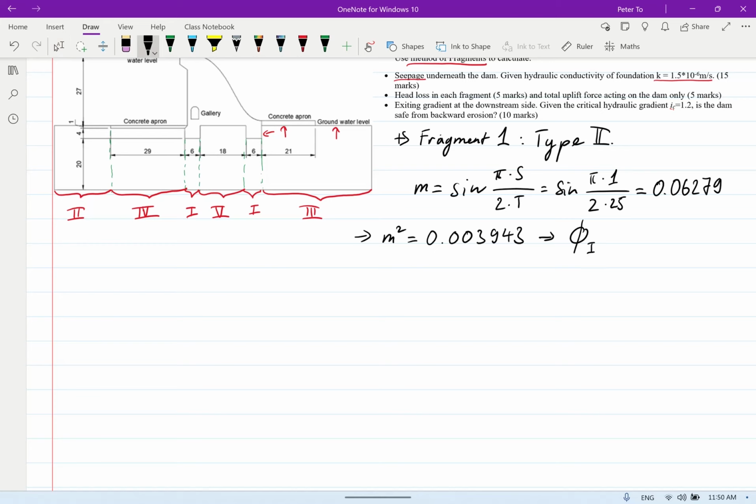my phi 1. To avoid the confusion, I should use this number 1, because otherwise you will be confused with the type of the fragment. So phi 1 for the fragment 1 equal to 0.378. Alright.